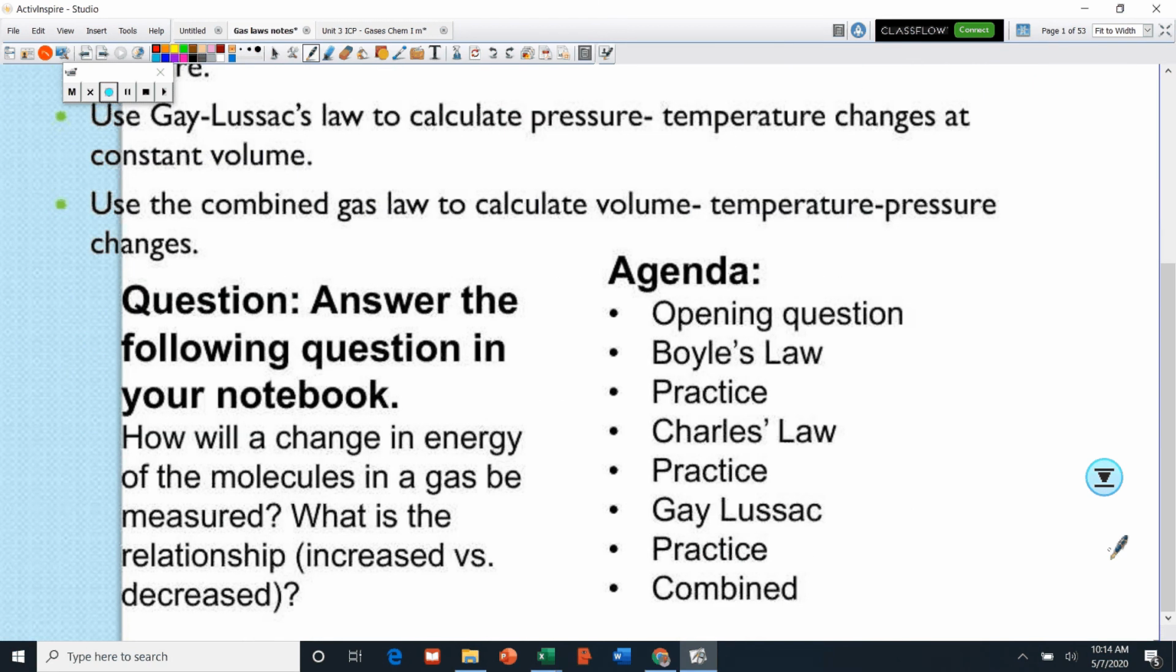Now, typically in our class, I would have had you do your opening question and all that. I'm not going to do that, but I'll put this one up there for you to think about. How will changing the energy of the molecules in a gas be measured? What do we do to measure the change in energy of a gas? What is the relationship of those molecules to an energy change? Take a minute, pause the video, think about it, and then we'll come back to it.